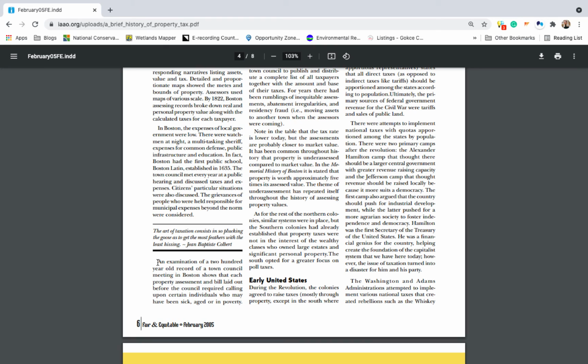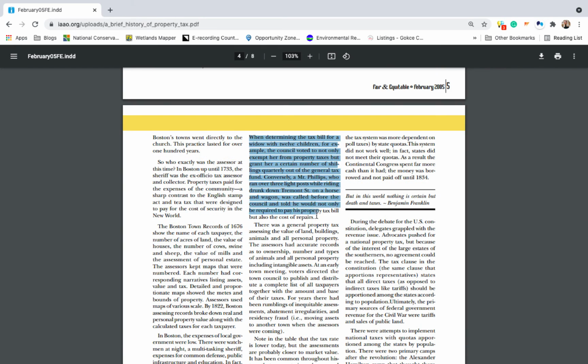Consider this. When the Boston City Council met to assess property taxes 200 years ago, every property tax bill was laid out and reviewed individually. So a widow with 12 children not only was exempt from property taxes, but was also given a stipend from the property tax fund, whereas a man who destroyed 3 light posts on a drunken horse ride saw his bill raised to cover the cost of repairs.